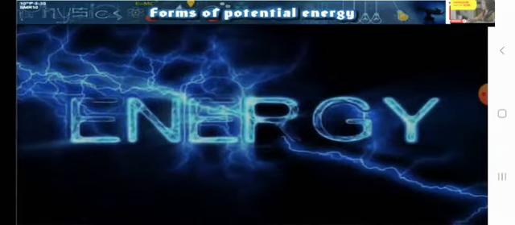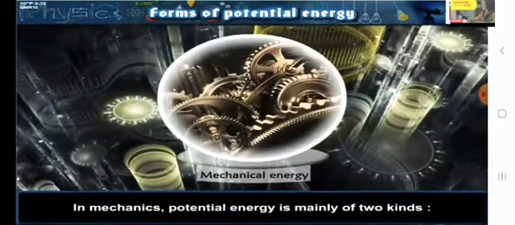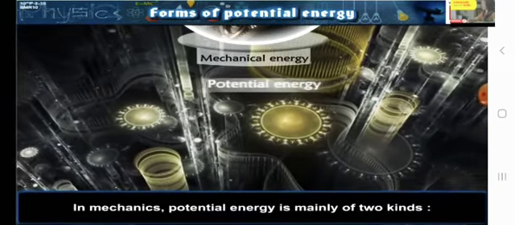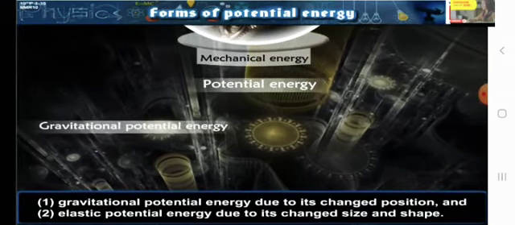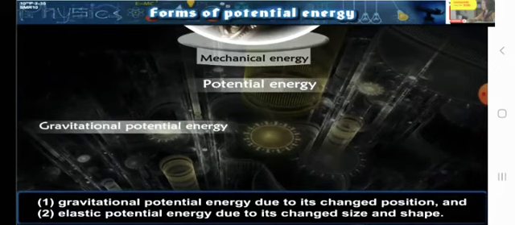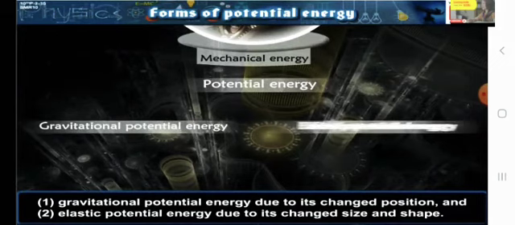Forms of potential energy. In mechanics, potential energy is mainly of two kinds. 1. Gravitational potential energy due to its changed position, and 2. Elastic potential energy due to its changed size and shape.